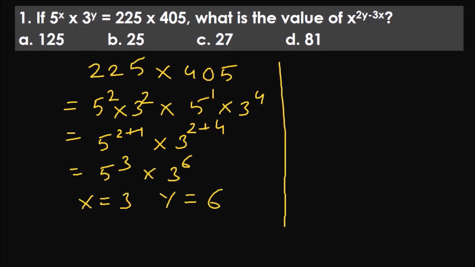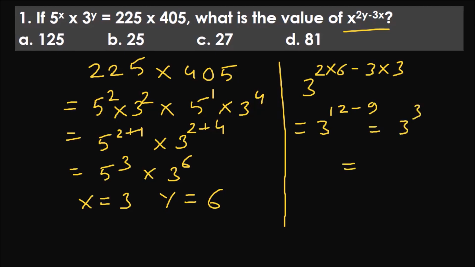Now let's solve the second part of the question. We have 3 to the power 2 into 6 minus 3 into 3. That is 3 power 12 minus 9. That is 3 power 3, and that is equal to 27. That's it. Answer is C, 27.